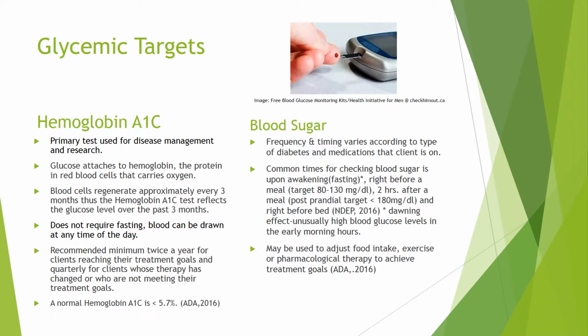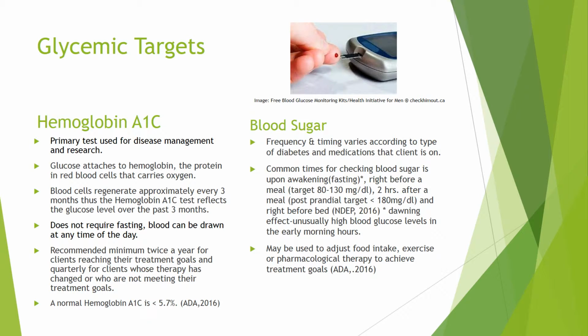So when we have a diabetic patient, it's very important that the patient know their numbers. And we have several methods of testing, but the primary test used for disease management and research is the hemoglobin A1C. Now, glucose attaches to the hemoglobin, which is the protein in the red blood cells that carries oxygen. The blood cells regenerate approximately every 3 months. Thus, the hemoglobin A1C test reflects the glucose level over the past 3 months.